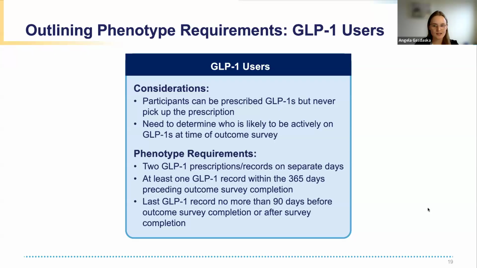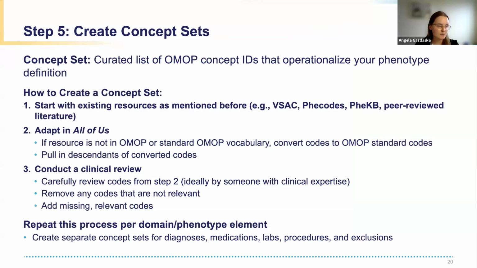All right, so now that we've discussed different phenotype requirements to consider and gone through some examples, let's move on to the next step, which is creating concept sets. So a concept set is a curated list of OMOP concept IDs that operationalize your phenotype definition, and you need to create these before you can actually start implementing your phenotype. So here are the typical steps for creating a concept set. First, start with the existing resources that we mentioned in step 2, like VSAC, or just a general literature review. You don't start from scratch if you don't have to.